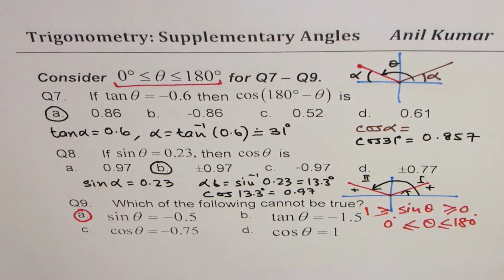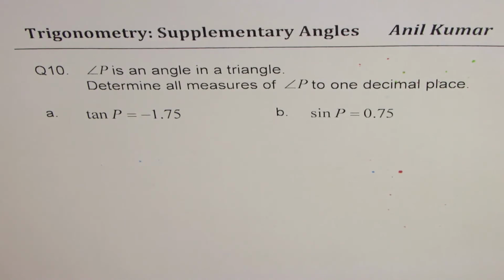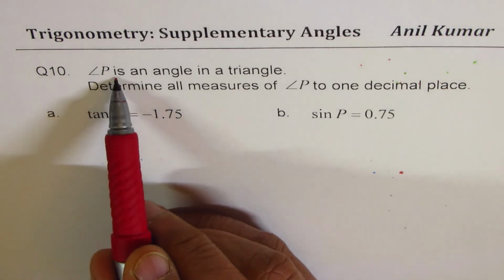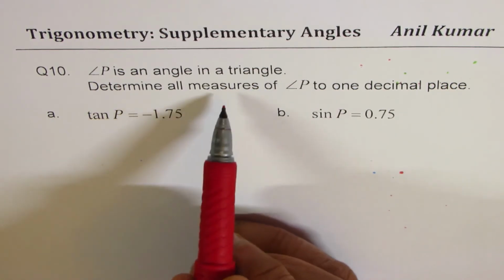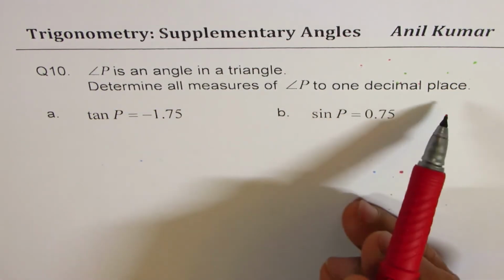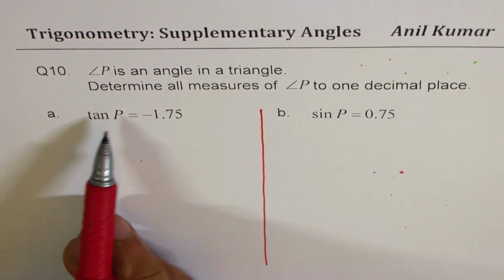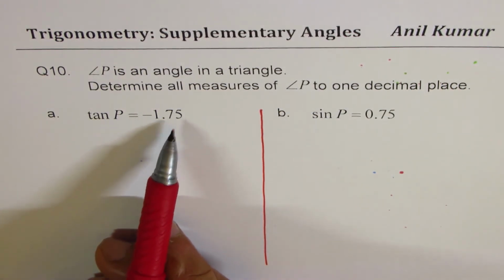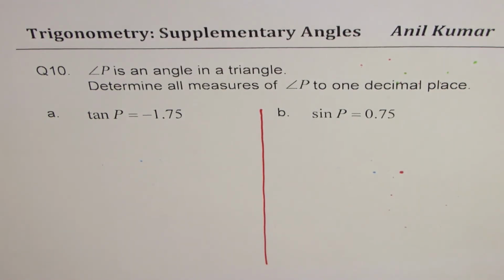So let's move on to the last question now, which is question number 10. Angle P is an angle in a triangle. Determine all measures of angle P to one decimal place. So we have two parts to this question. A, tan P is minus 1.75. B, sin P is 0.75. You can pause the video, answer this question, and then look into my suggestions.